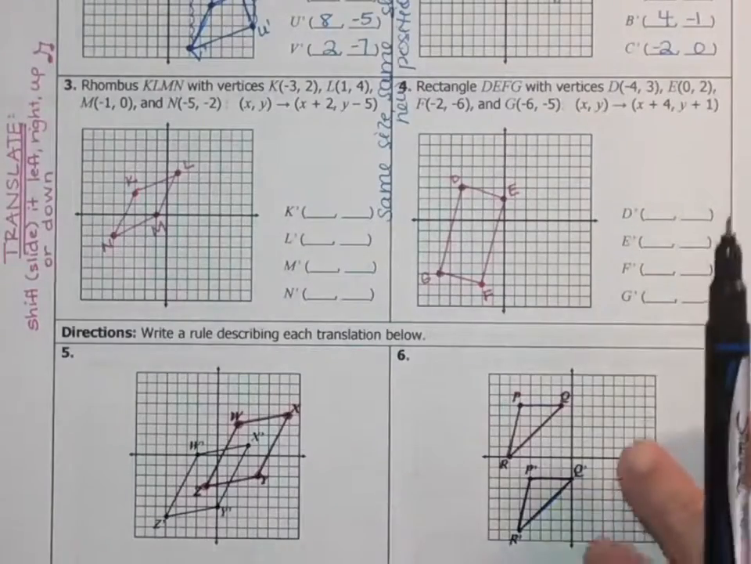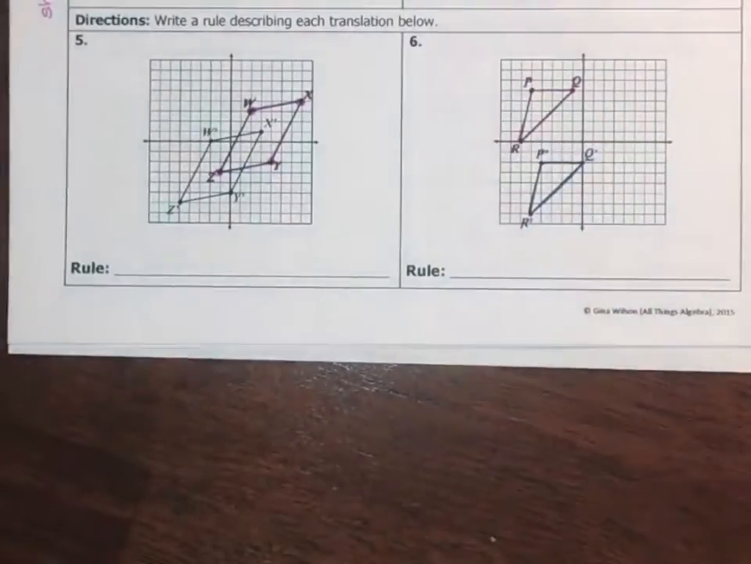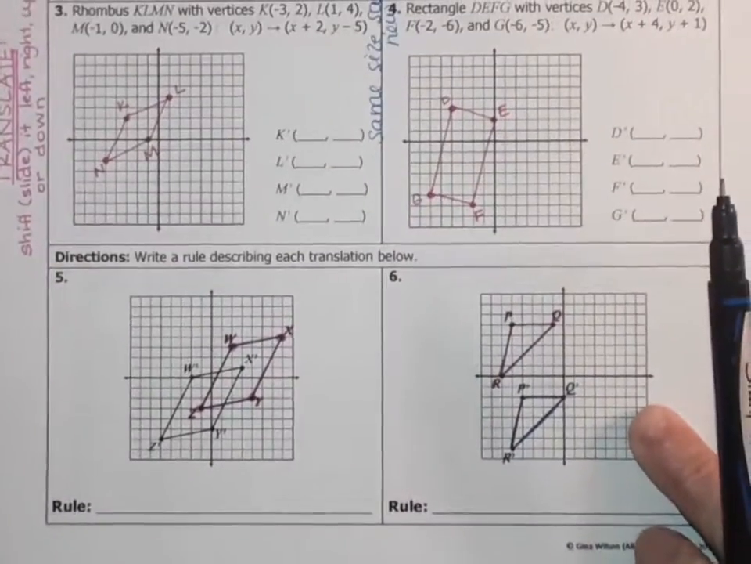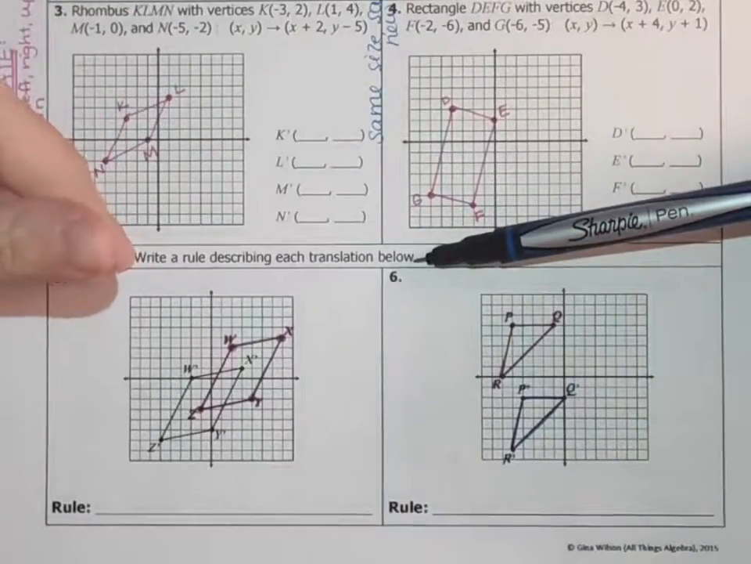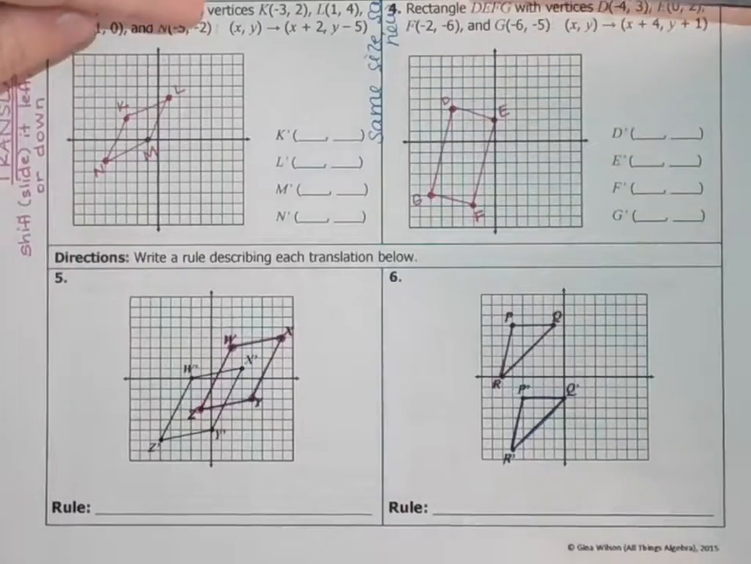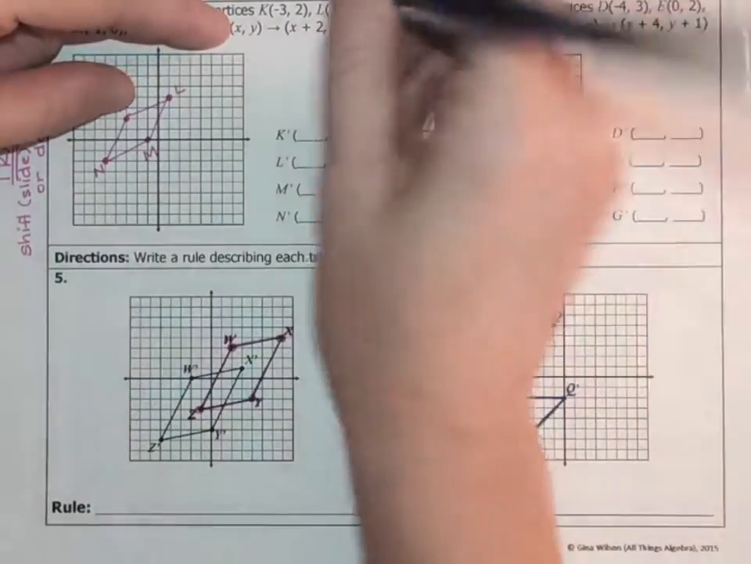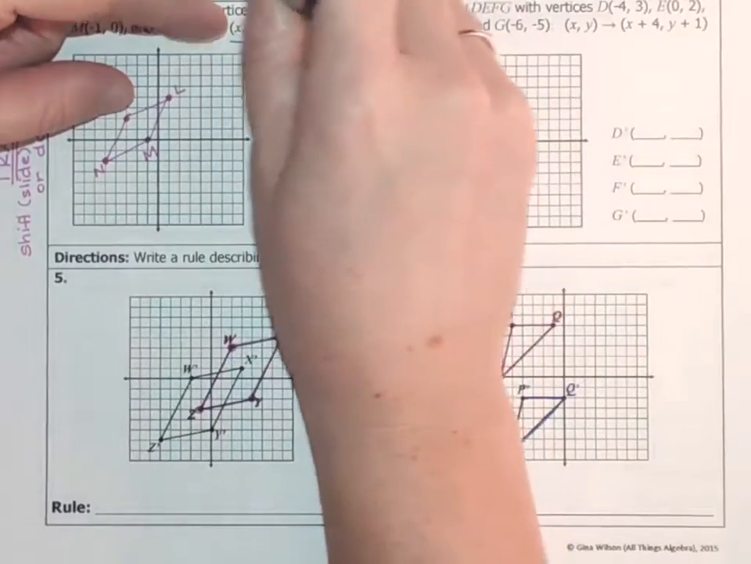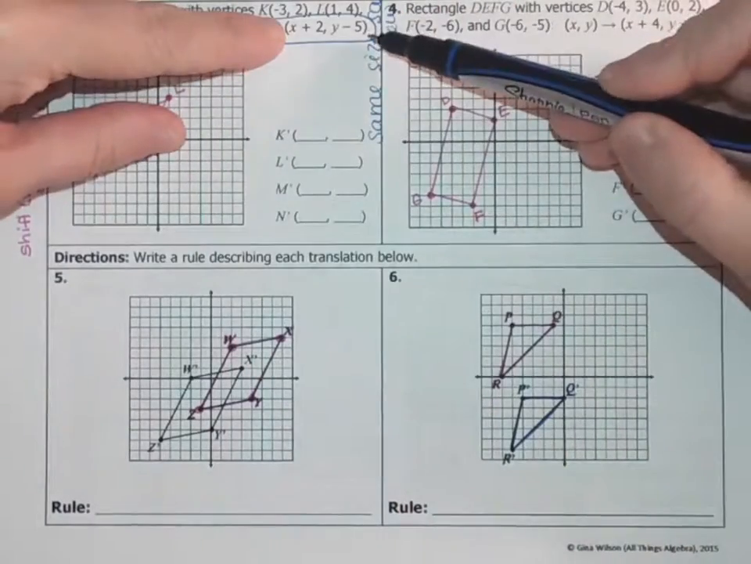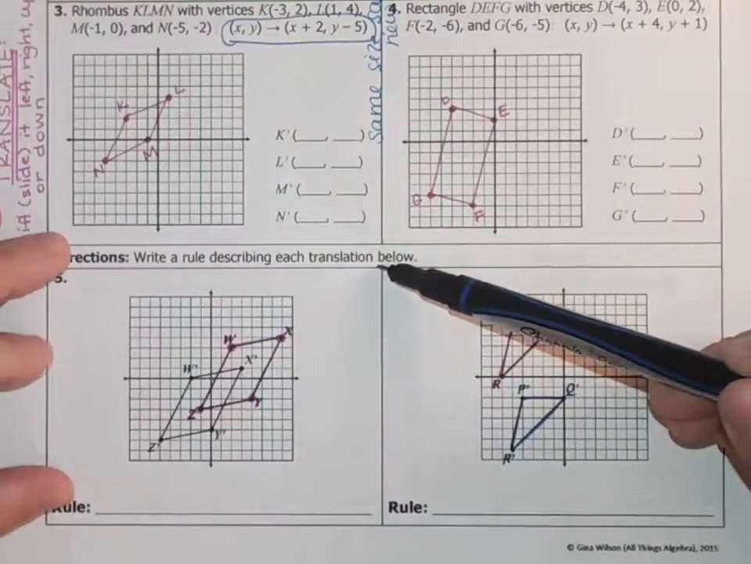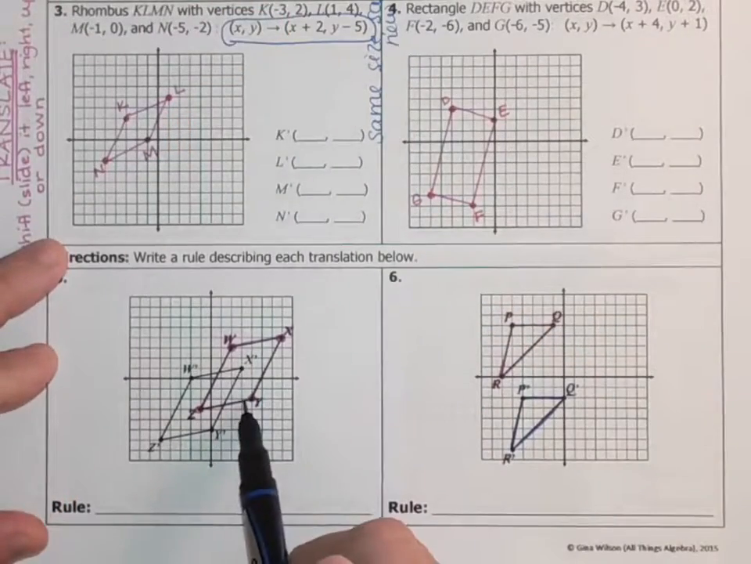So 5 and 6 asks us to find something a little different. So 5 and 6 is actually opposite of what we started out doing just a moment ago. So for 5 and 6, it says write a rule to describe each translation. Before, they were giving us the rule. The rule was this: x, y, when we move it, it's going to be x plus 2, y minus 5. This was our rule. So now it's our job to find a rule. So let's take a look.